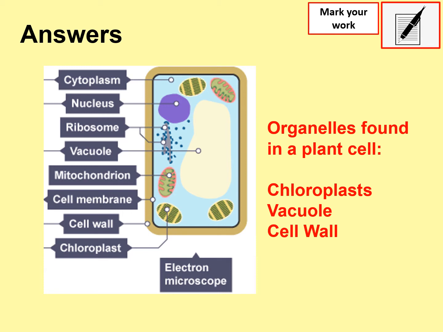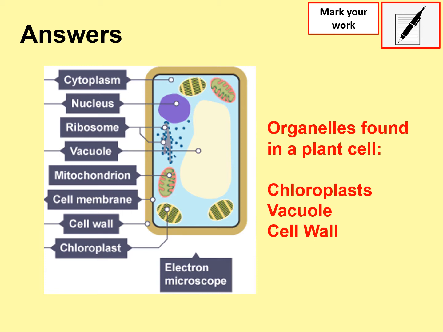The next one is the mitochondrion, where respiration takes place. The next one is the cell membrane, and that controls what goes in and out of the cell. The next one is the cell wall, which keeps the plant rigid and upright. And then the last one is the chloroplast, and that is where photosynthesis takes place. So the organelles that are found in a plant cell that you won't find in an animal cell are the chloroplast, the vacuole, and the cell wall.